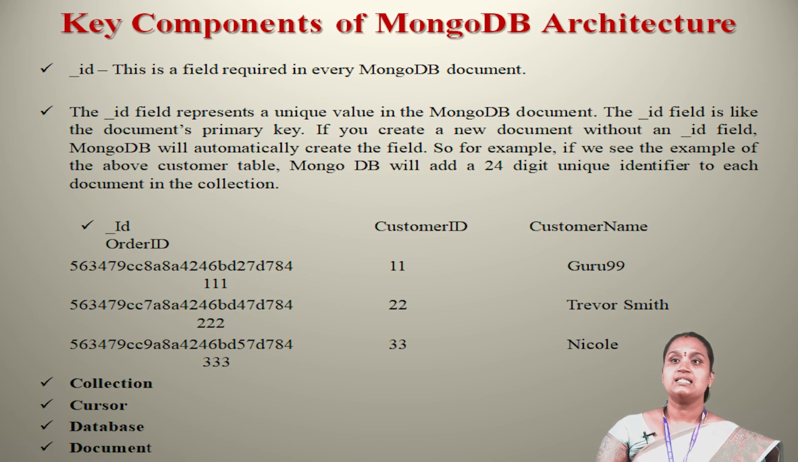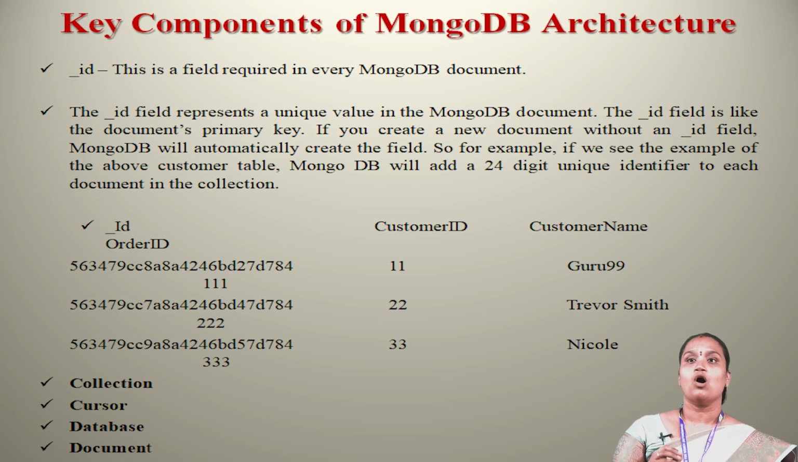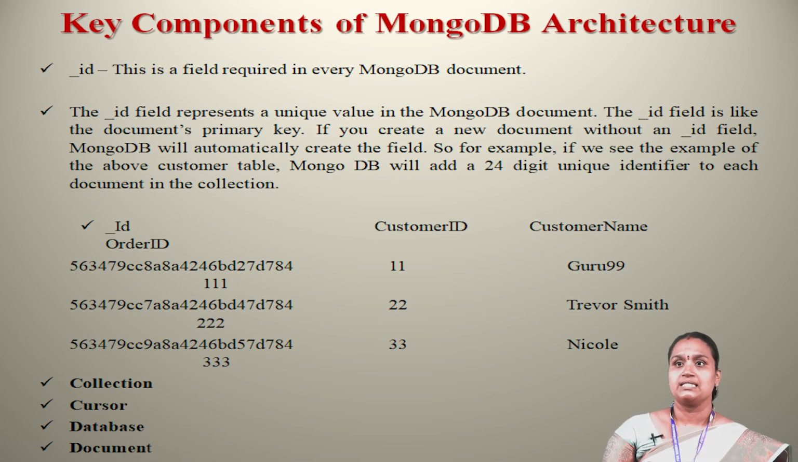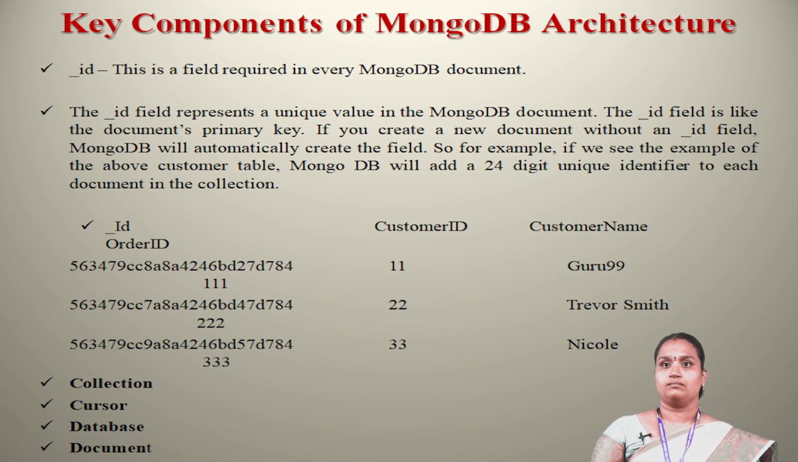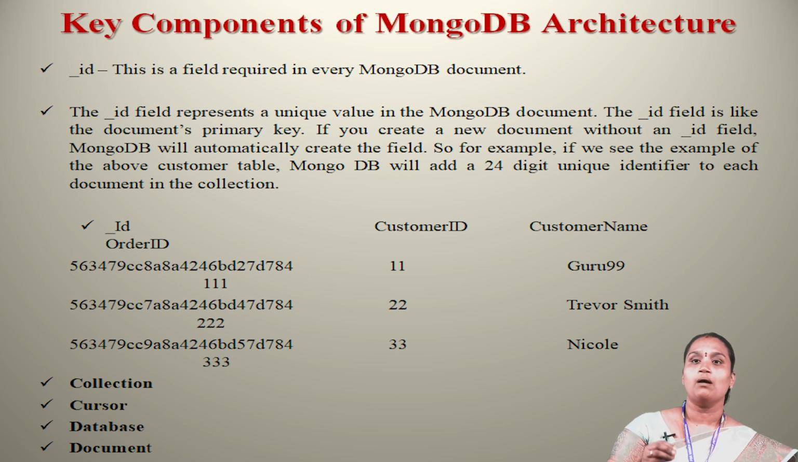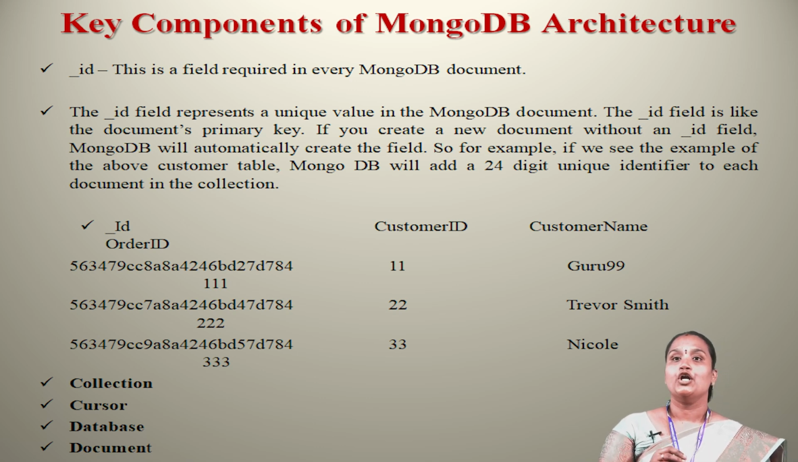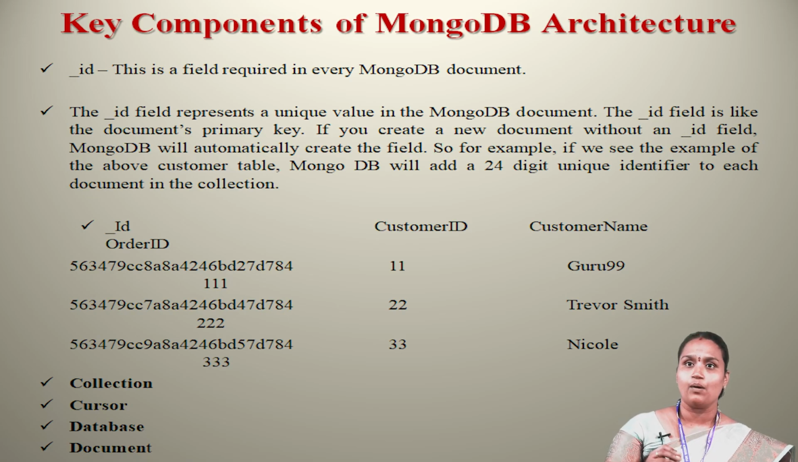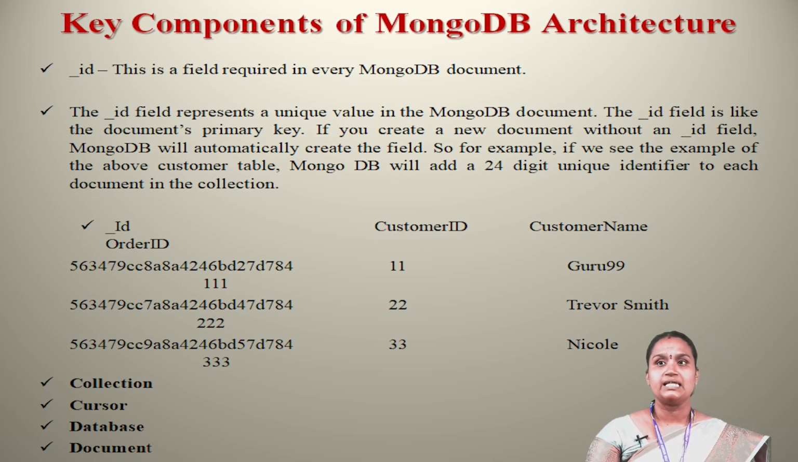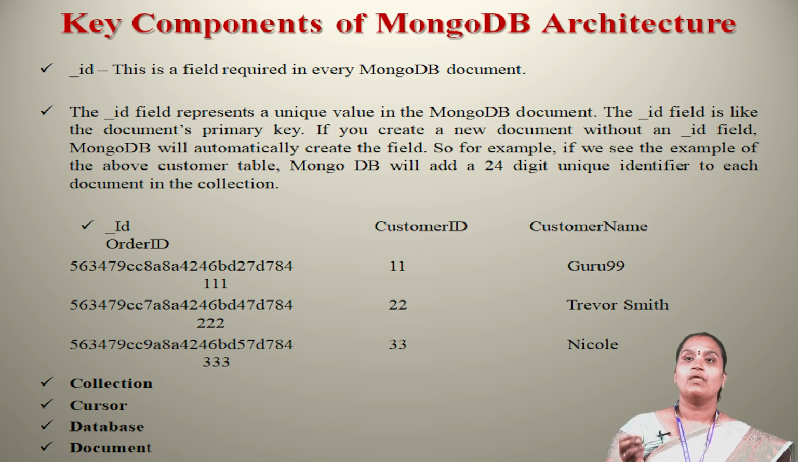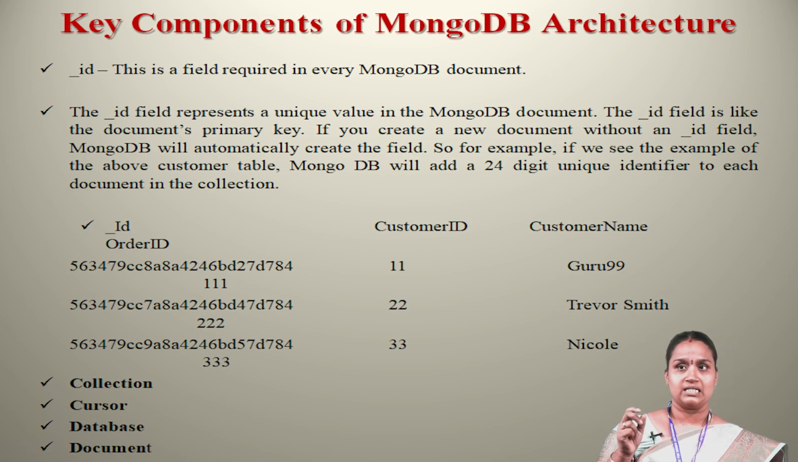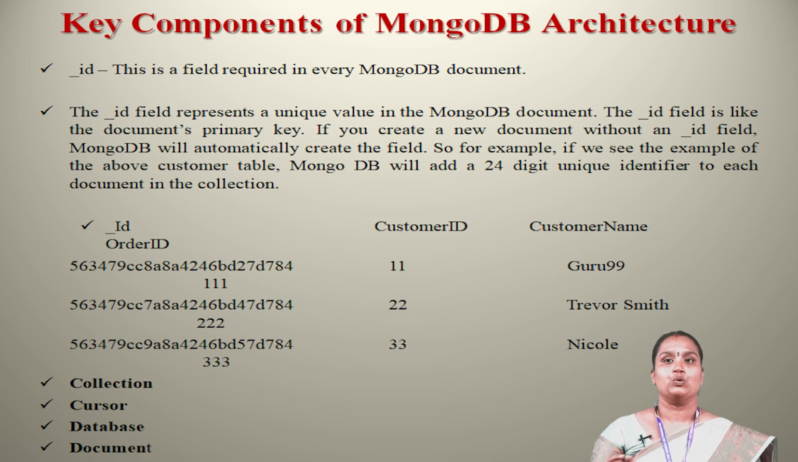Database. This is the container of collections, like in RDBMS, where it is a container of tables. Each database gets its own set of files on the file system. A MongoDB server can store multiple databases. Documents. A record in a MongoDB collection is basically called a document. The document in turn will consist of field names and values.